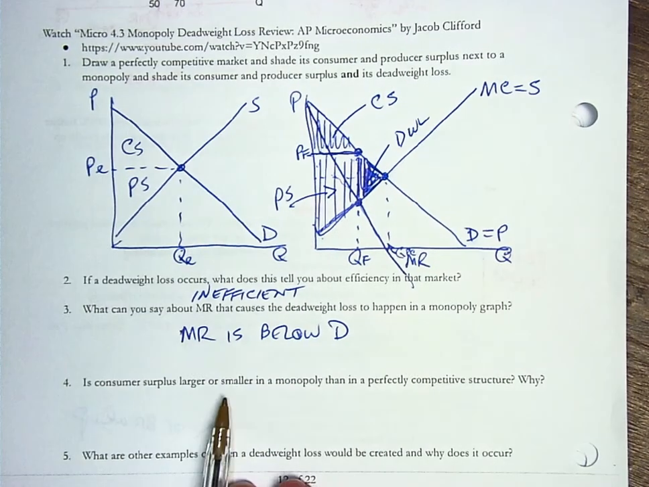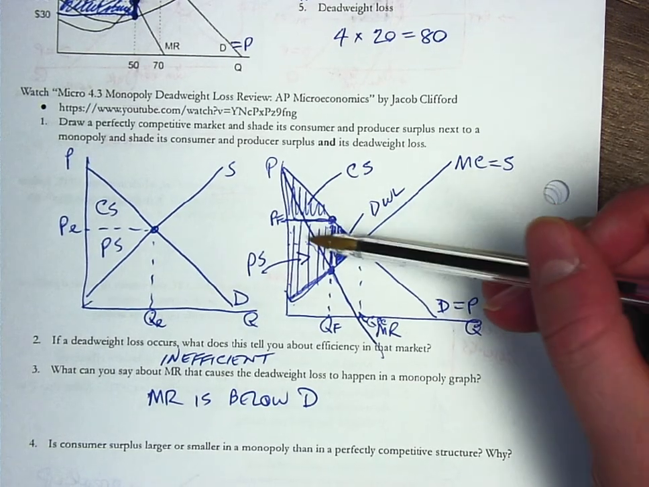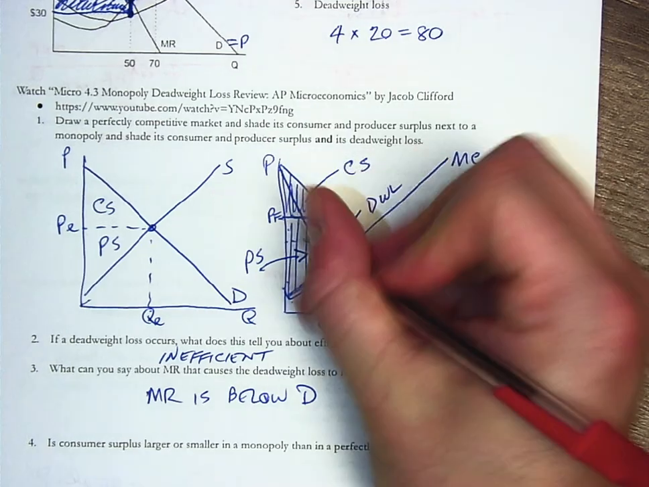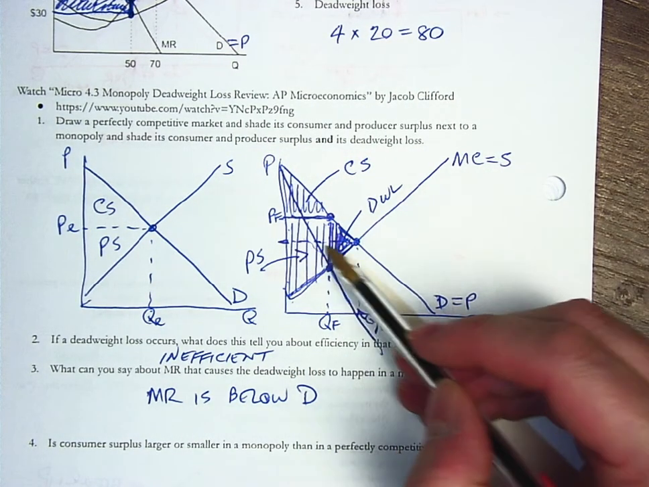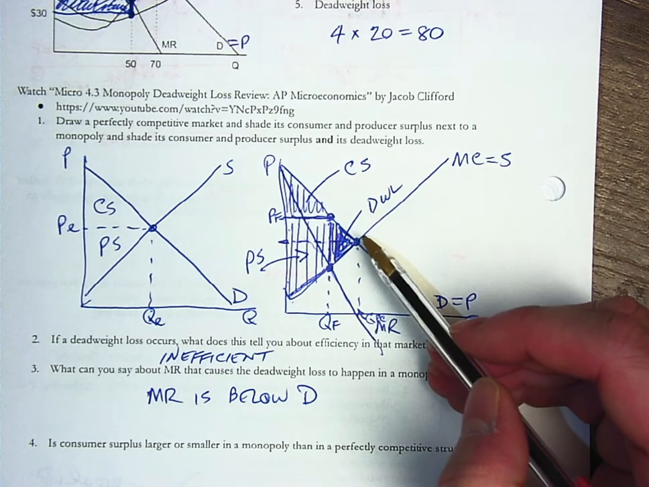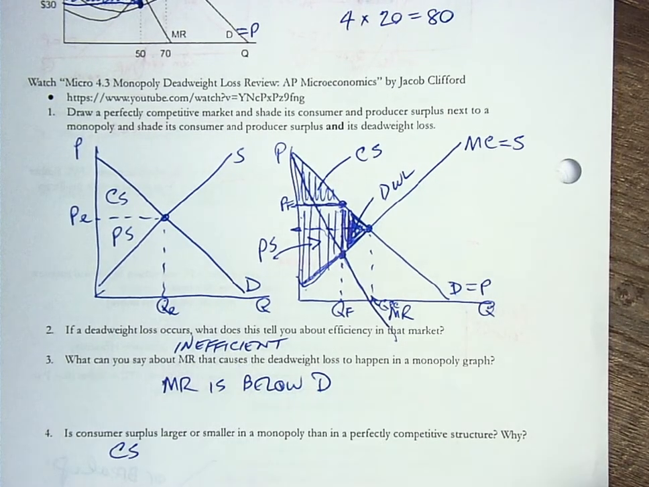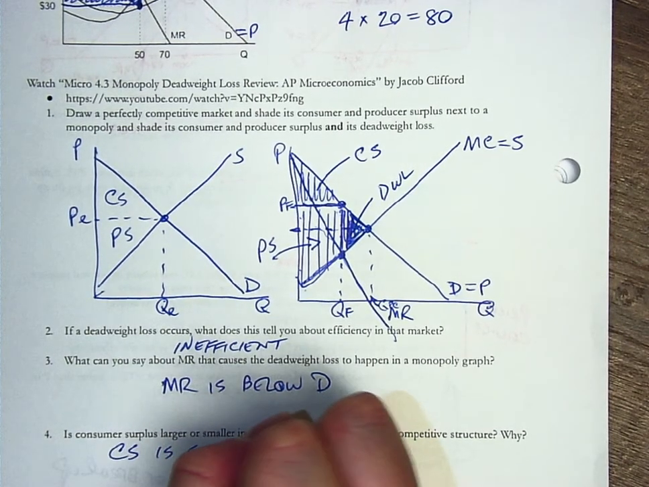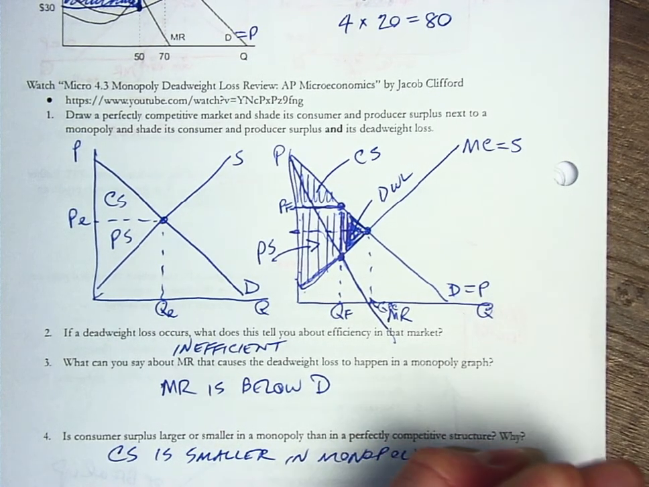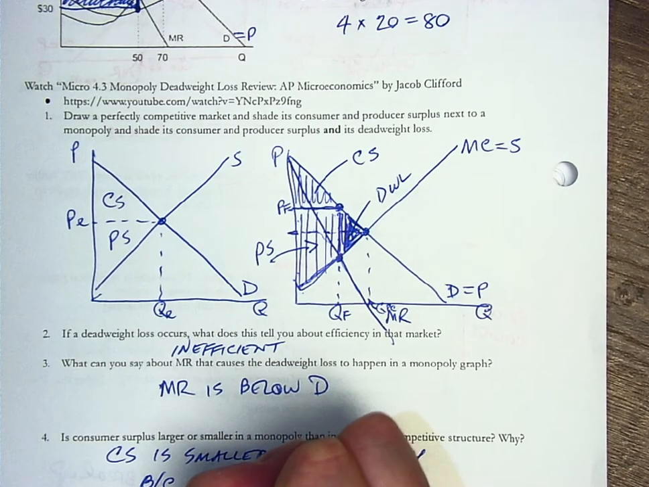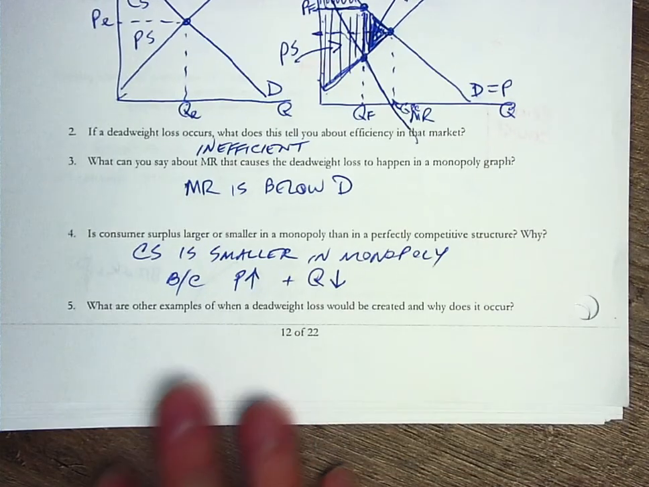Is the consumer surplus larger or smaller in a monopoly than in perfect competition, and why? And so here we'd have to look, but in perfect competition, the price would have been here, right? So the price would have been a little bit lower, and the quantity would have been larger in perfect competition. So what we can say is that consumer surplus is smaller in monopoly because price is higher and quantity is lower. Let me write that there so you can see it.